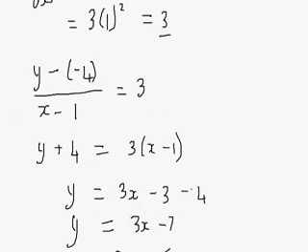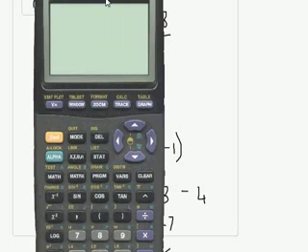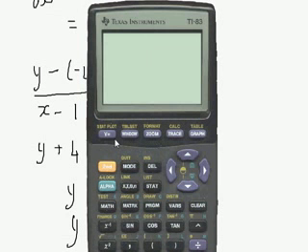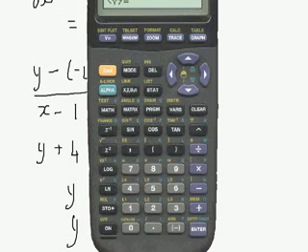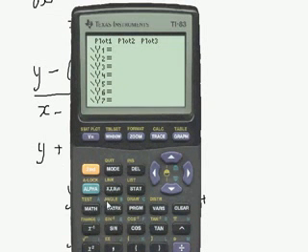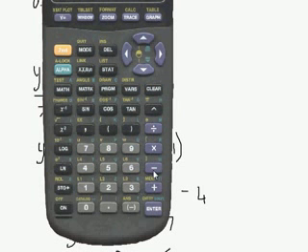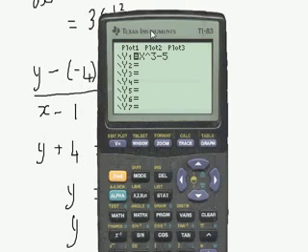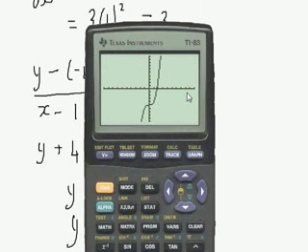Now just for completeness, let's see what this function actually looks like. So what I'll do is I'll just get the calculator so we can graph it. Okay, so I'll write up that function, y equals x to the 3 minus 5. Okay, so now I've got that function there. I'll graph it. That's what the plot looks like.